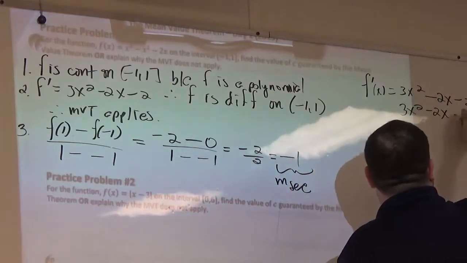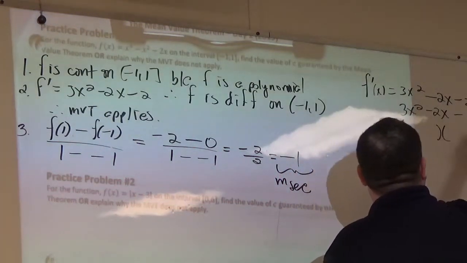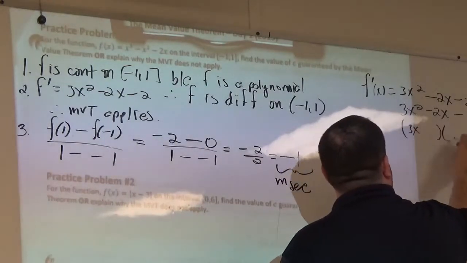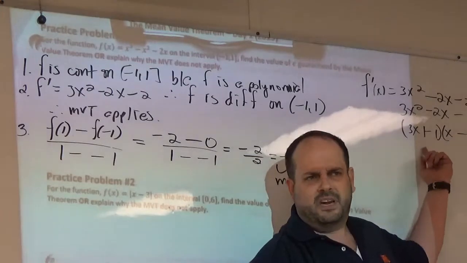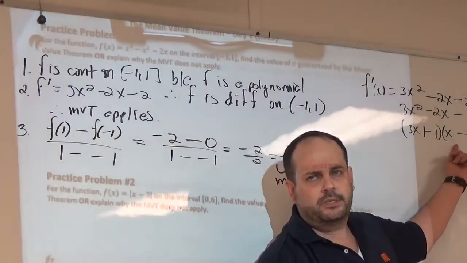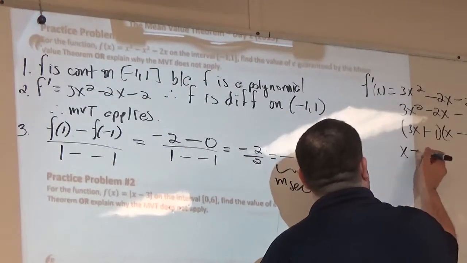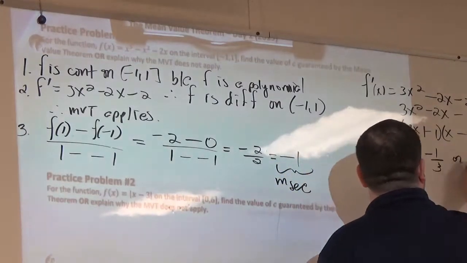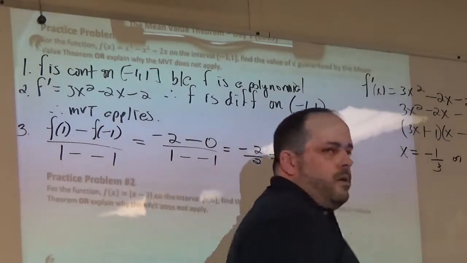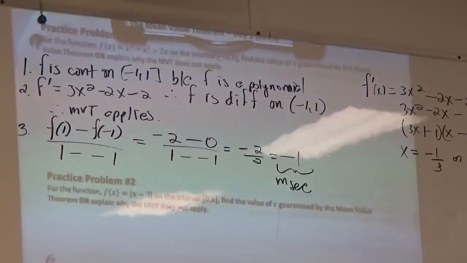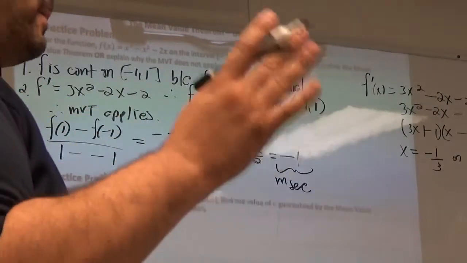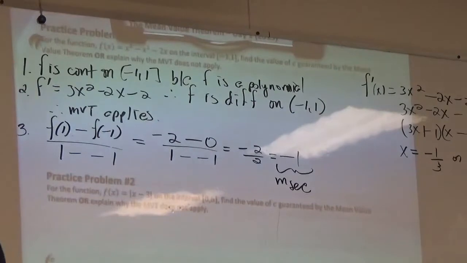I can add 1 to both sides. I can factor. For the folks that factored it, did I factor that correctly? Yeah. That works? So my solutions are x equals negative 1 third, or x equals 1. How many answers? Don't jump so quickly. How many answers inside the interval that you're interested in?